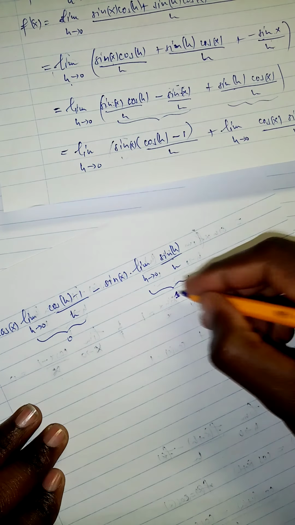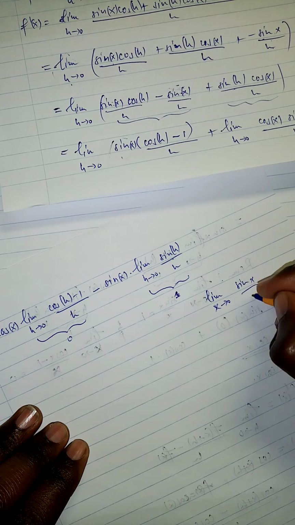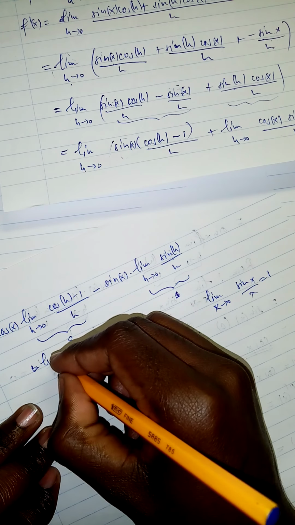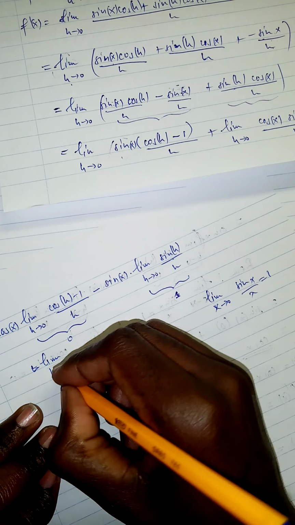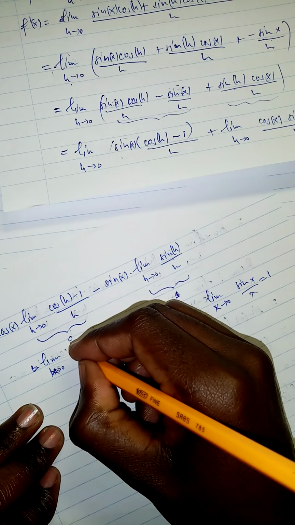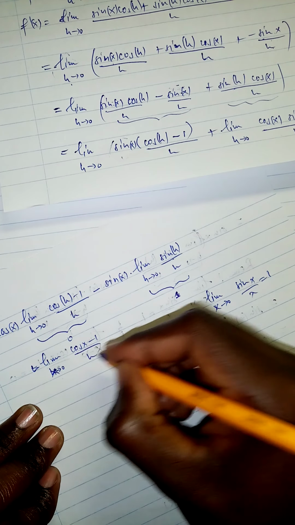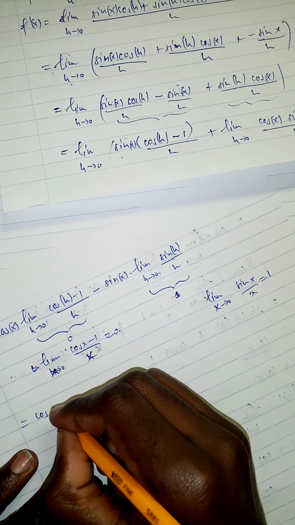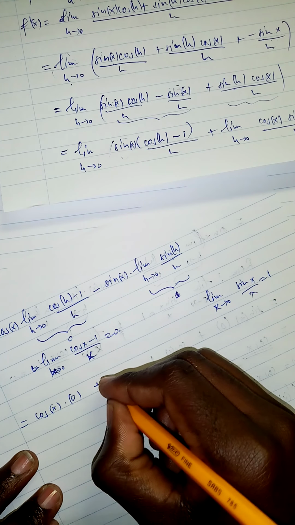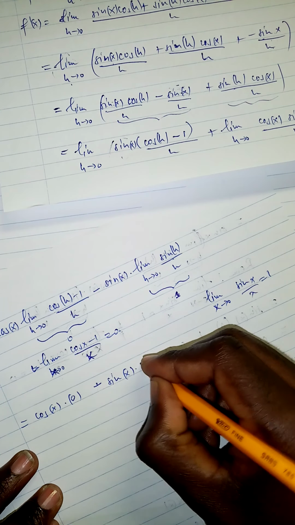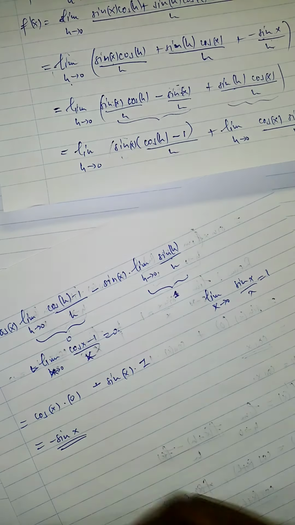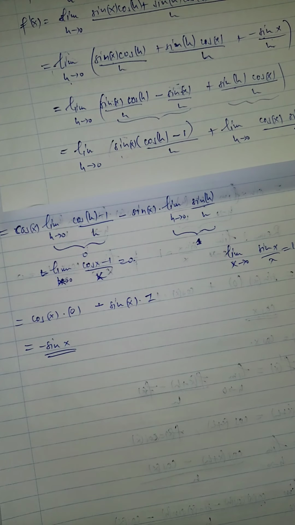This is a 1 from that limit as x goes to 0 of sin x over x, which is 1, and this one is 0 because of that identity which says the limit of (cos x minus 1) over x is equal to 0. So our solution is going to be cos x times 0 minus sin x times 1, which means that our answer is minus sin x. And you know that when you differentiate cos, we get minus sin. So that is it.